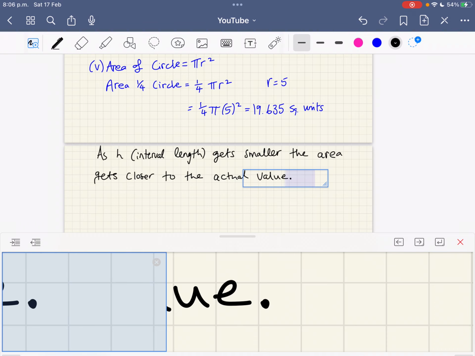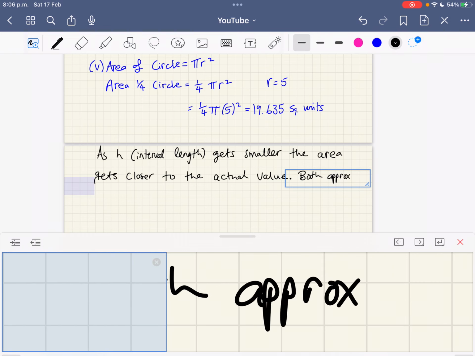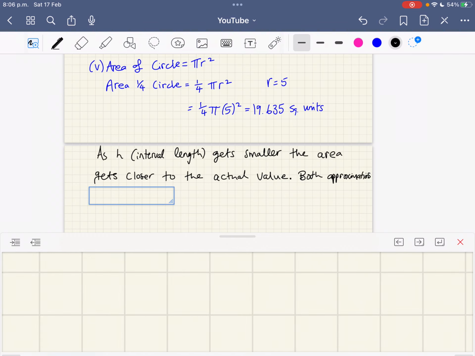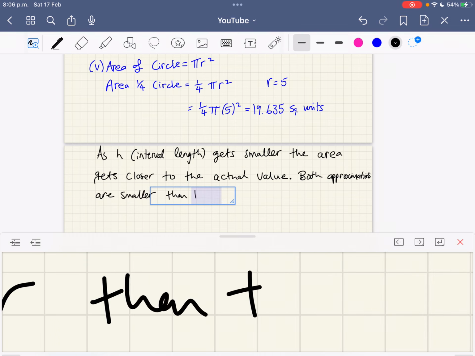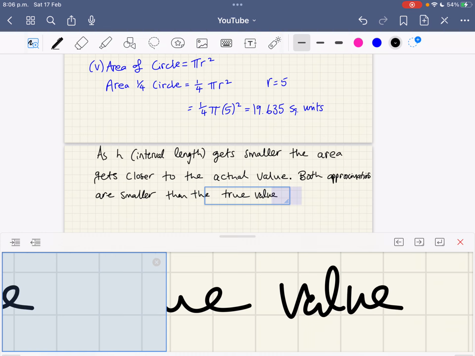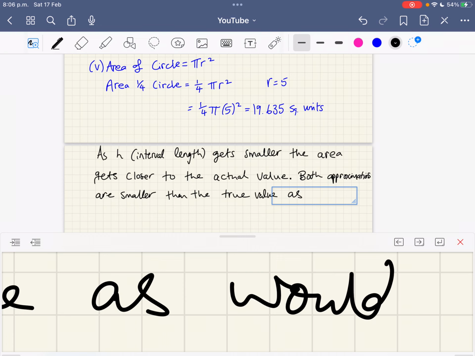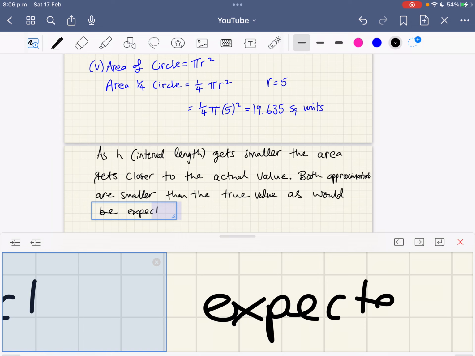We could also note both approximations are smaller than the true value, as would be expected from your graph.